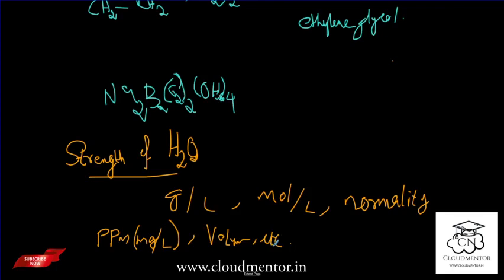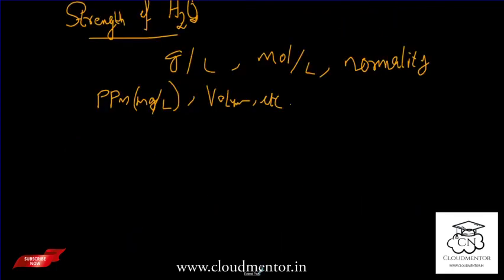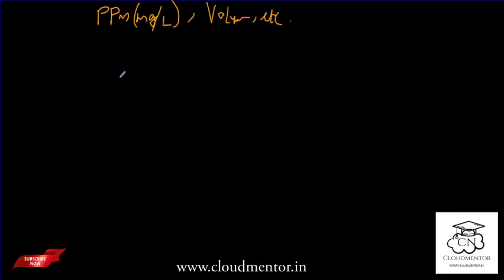Some important ones among them are concentration as volume, concentration as percentage, and concentration as normality. Let's talk about that. First we are going to look at concentration as volume.